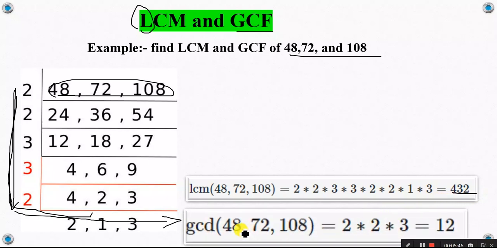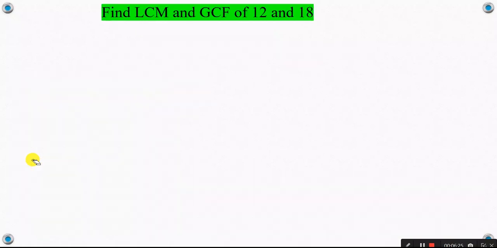So the least common multiple of these three numbers is 432. And the greatest common factor is 2 times 2 times 3. Why does the second 3 not count? Because this 3 does not divide all of them. You have to stop at the common factor. So 3 only divides 6 and 9, not 4. So for the greatest common factor, we only multiply the numbers that divide all of them.